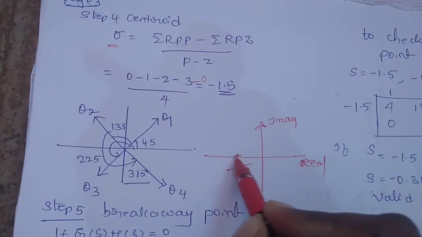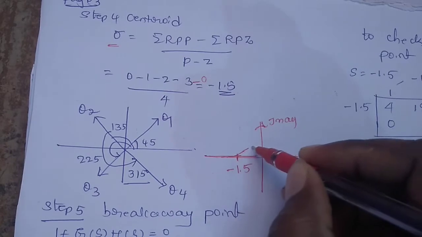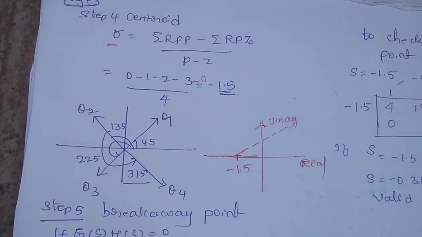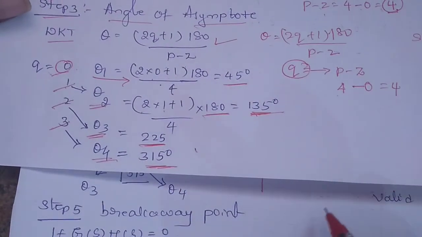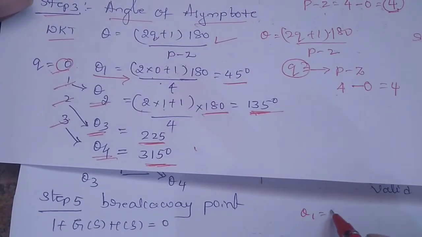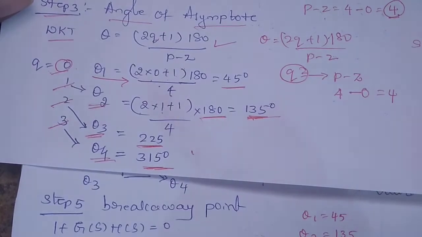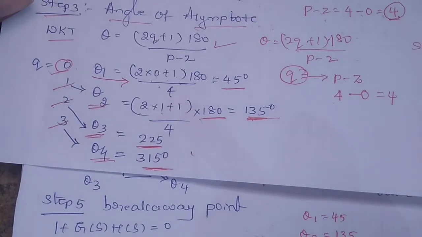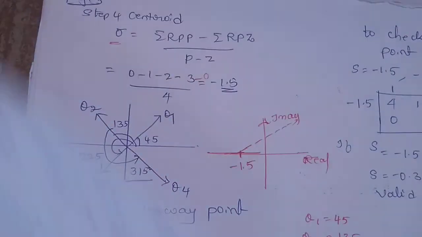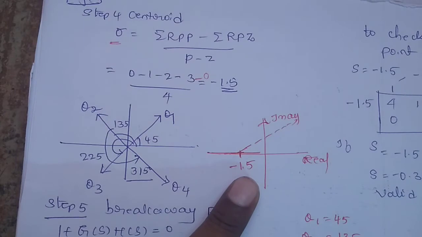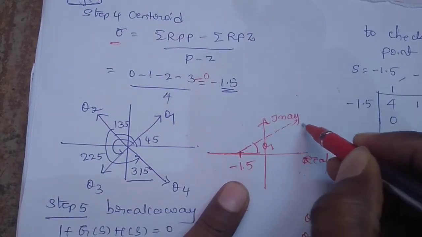So you should note down the theta values. Theta 1 is how much? 45. Theta 2 is 135. Theta 3 is 225, and theta 4 is 315. So you can mark the centroid first, then mark the angle theta 1, that is 45 degrees. Then similarly you have to mark theta 2 at 135 degrees, theta 3 at 225, theta 4 at 315.